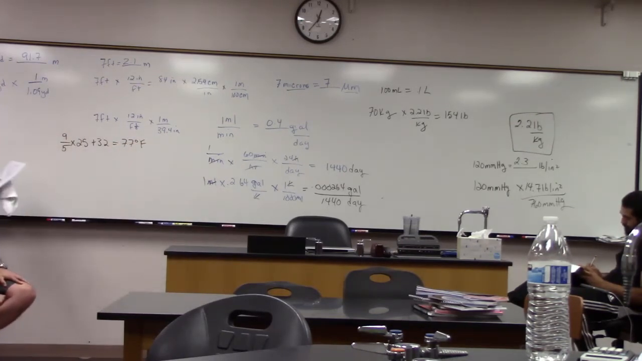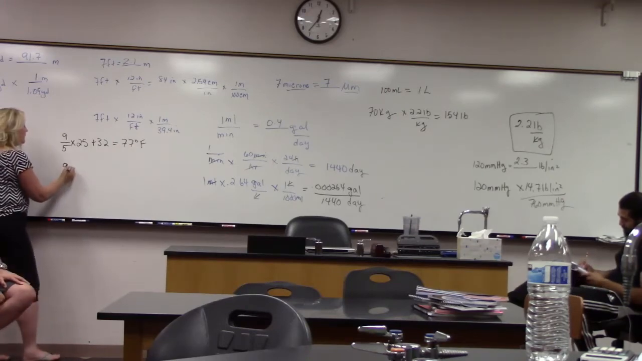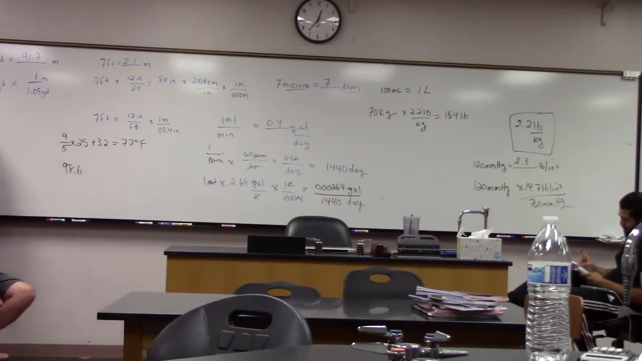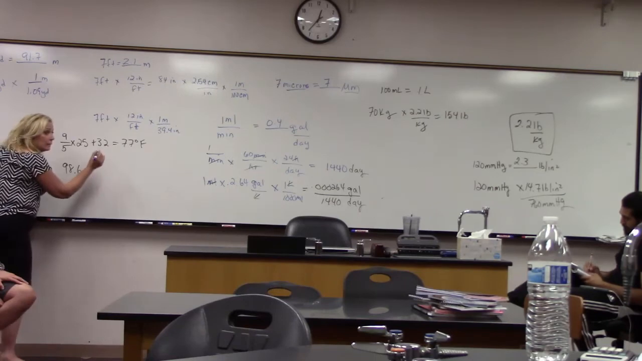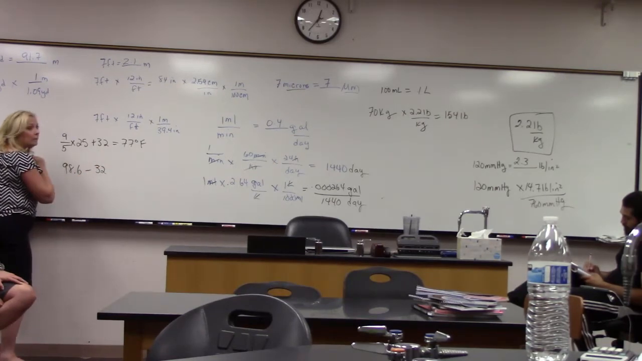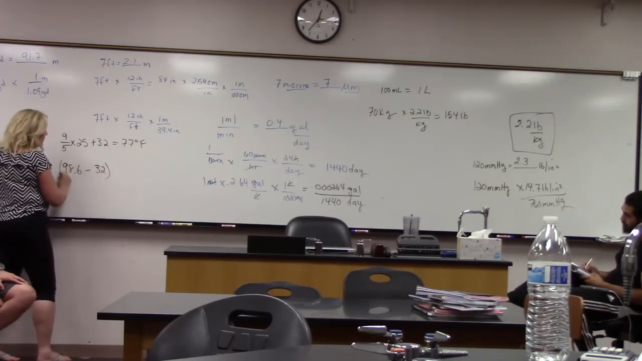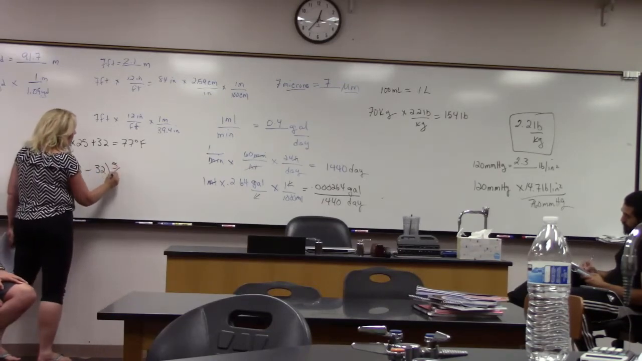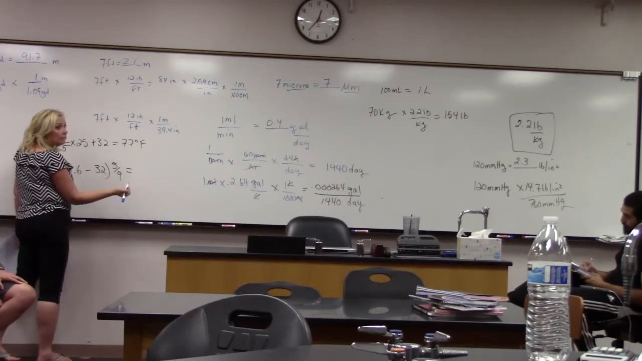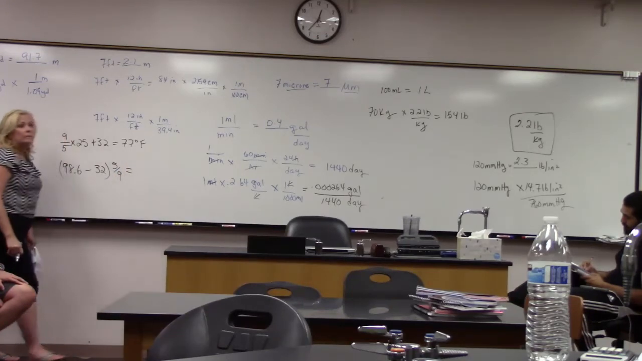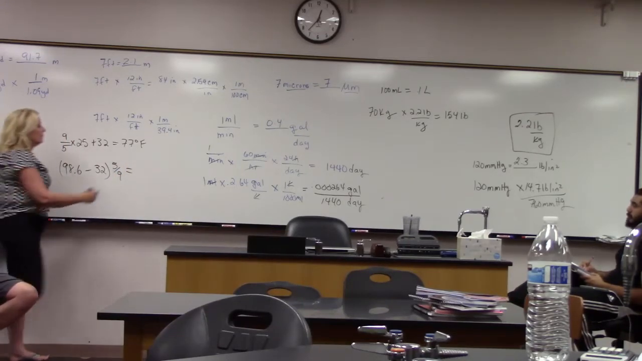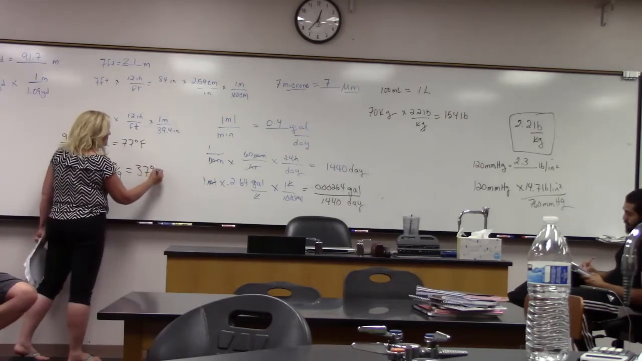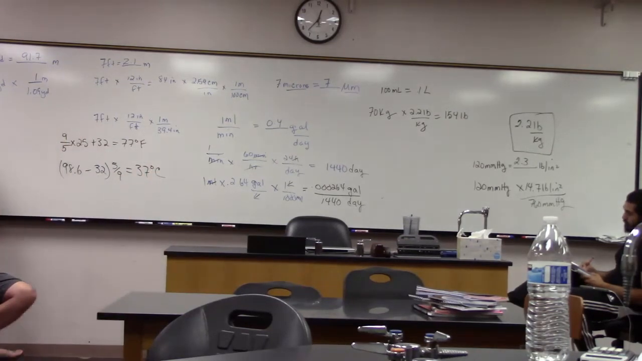Okay. All right, next one is 98.6. How do I convert that to Celsius? Subtract 32. And then multiply that whole thing by 5 over 9. It is 22.78. Is that correct? Yes.